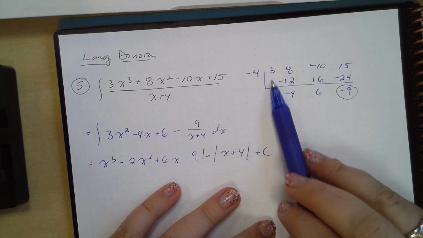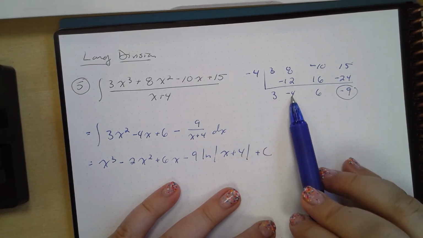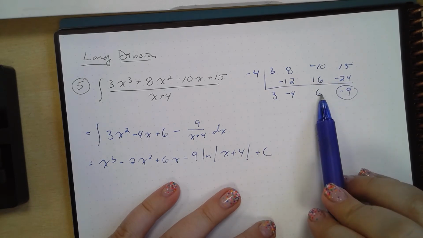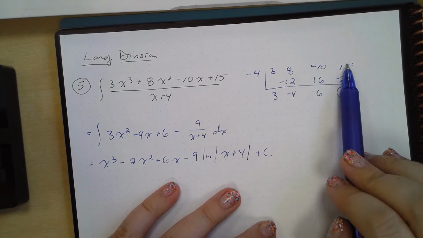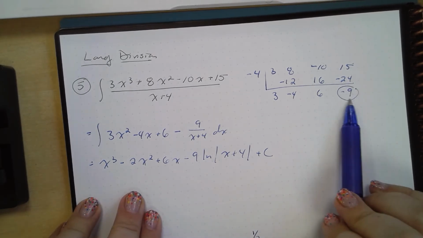So if you do this, you're going to bring down 3. 3 times negative 4 is negative 12. 8 plus negative 12 is negative 4. Negative 4 times negative 4 is 16. Negative 10 plus 16 is 6. 6 times negative 4 is negative 24. 15 plus negative 24 is negative 9. So then this is my remainder.